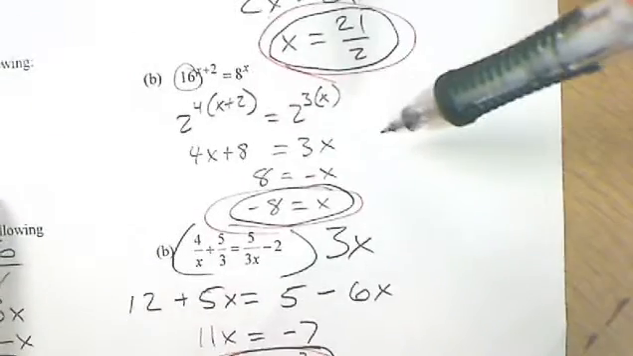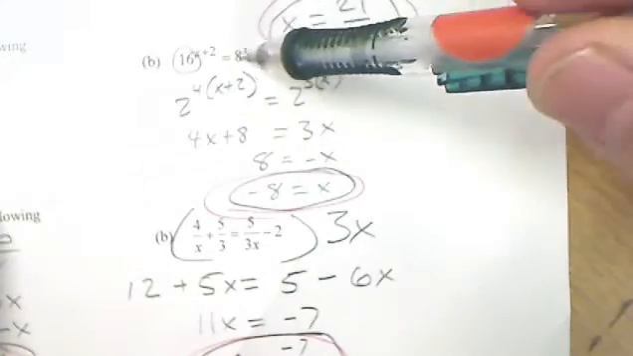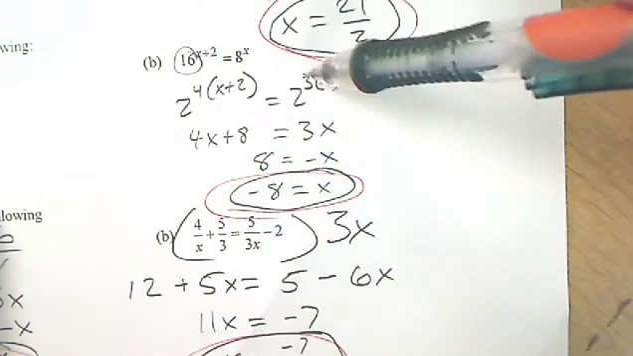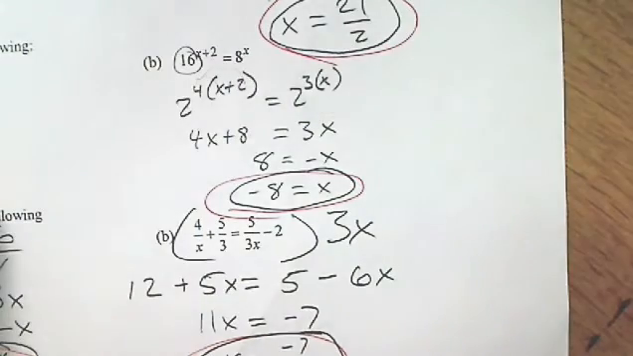Bases were not the same, so I made them the same. 2 to the 4th is 16. 2 to the 3rd is 8. 3x, and don't forget distribute. A lot of distributing today.